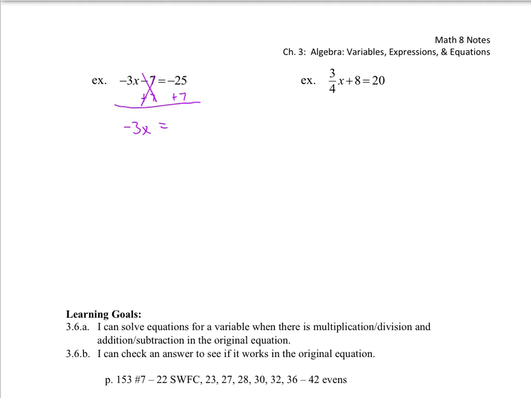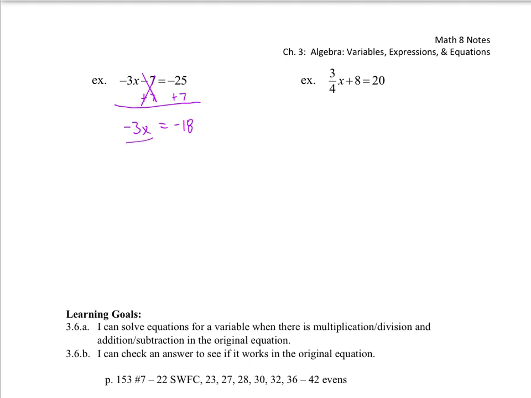Other way, so you're at negative 25 on a number line, and when we add, we always go to the right. So we're going to get negative 17. Negative, should be negative 18. What's my next step, Will?